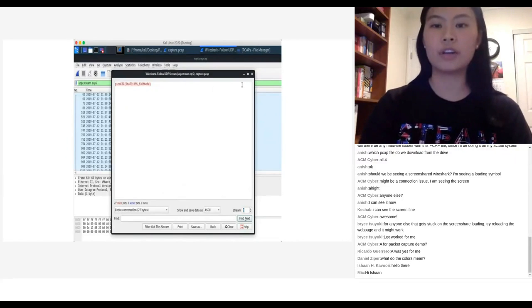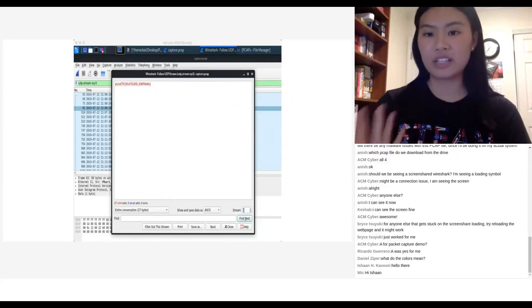Another thing that you could look for in Wireshark are plain text transfers that I talked about earlier, right? That's when you see your username and your password exposed, literally in plain text.